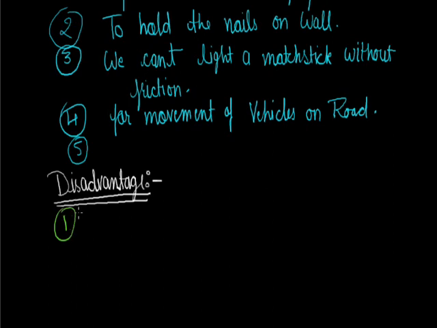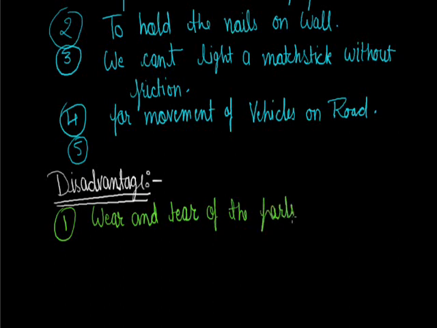First, the heat produced in the moving parts of machinery due to friction results in wear and tear of parts. So we can say the first point is wear and tear of the parts of machine.